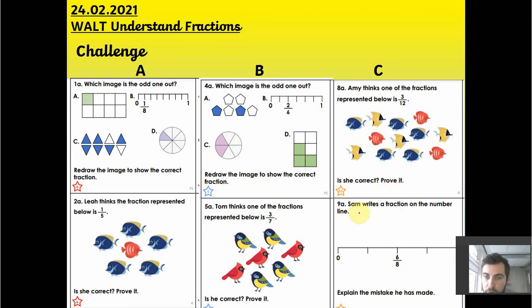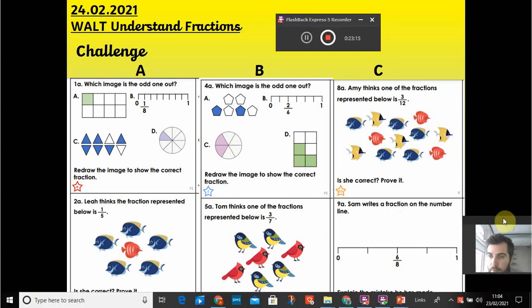And your final question, Sam writes a fraction of a number. Let's just move my camera slightly a minute. And we have a scale or a number line to show, and he's got 6/8 in the middle. Apologies if you can't quite see the bottom. It basically says, is Sam correct? Explain your answer. No, sorry, it said, why is Sam incorrect?